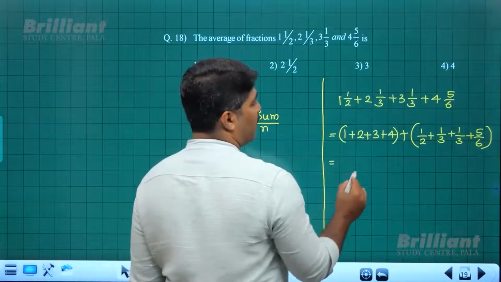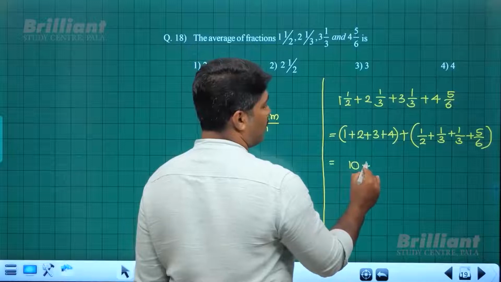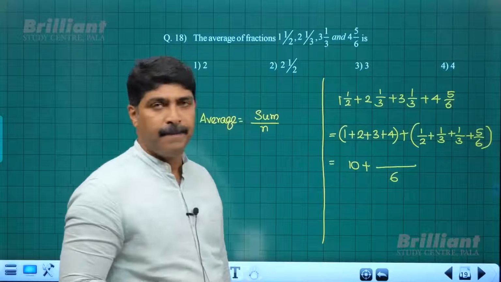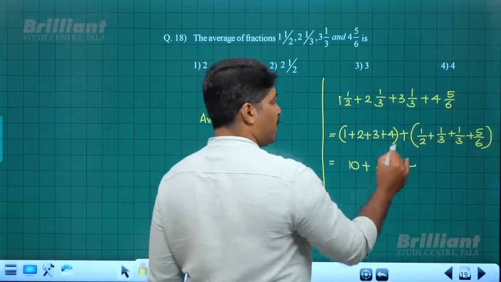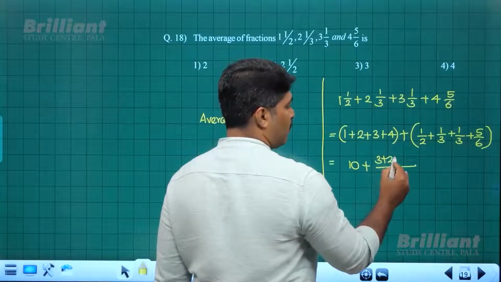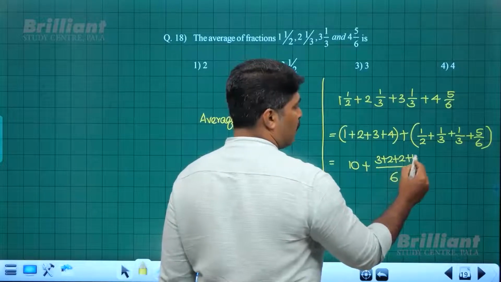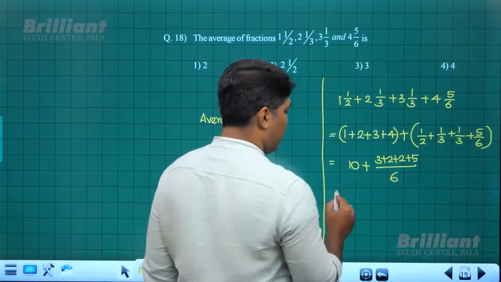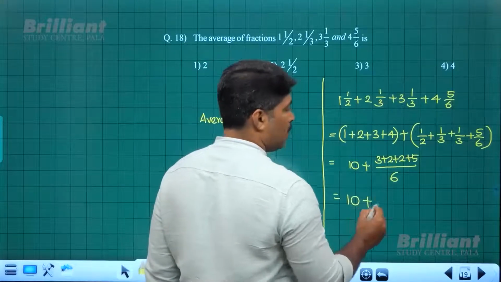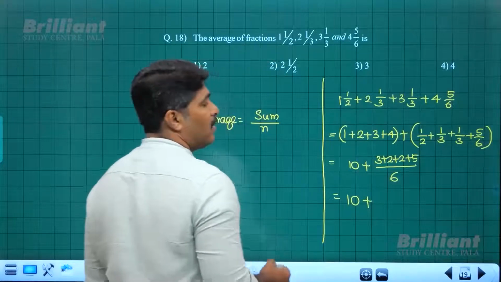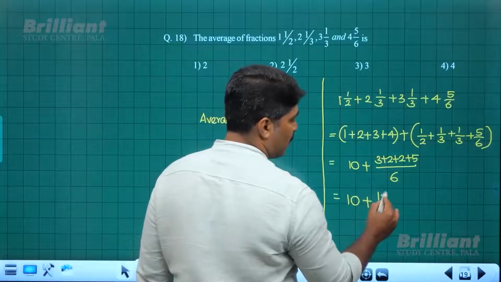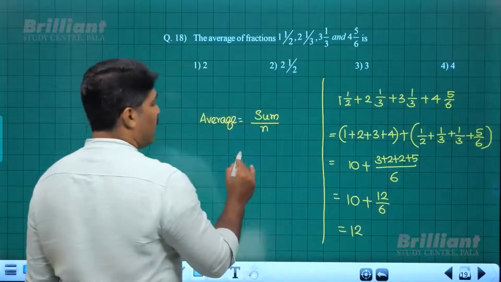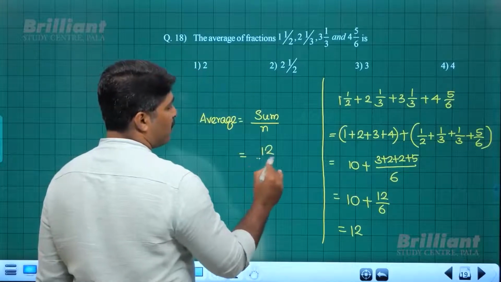So while we are adding all these values, this is equal to 10 plus. Here the denominator we can keep as 6 because that is the LCM. Here the numerator is 3 plus 2 plus 2 plus 5. Correct. So this way we can consider. What is the value here? This is 10 plus the sum of all these values, so this is 12 by 6. Therefore the answer is 12. So here we got the sum of all these values equal to 12.